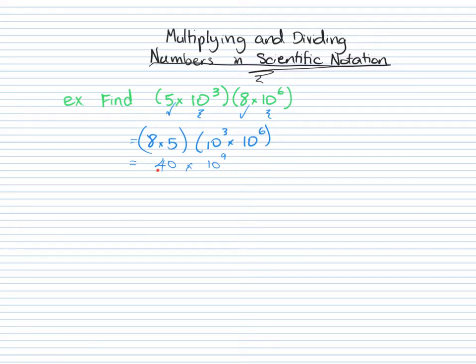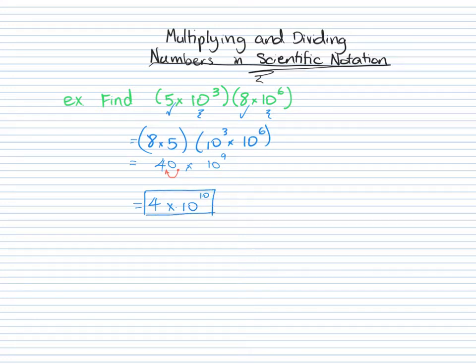In order to get this number to be between 1 and 10, we would have to move the decimal point, which is currently right here, one place to the left, and that makes the number 4, which is great, but we can't make this number less and do nothing to this number. So because we moved that one place to the left, we have to add 1 to the exponent here. So we get, in that case, that our answer is 4 times 10 to the power of 10. And that's how you multiply numbers in scientific notation.